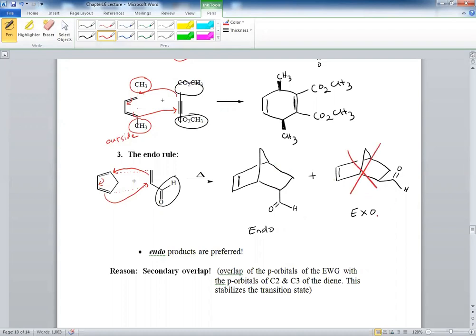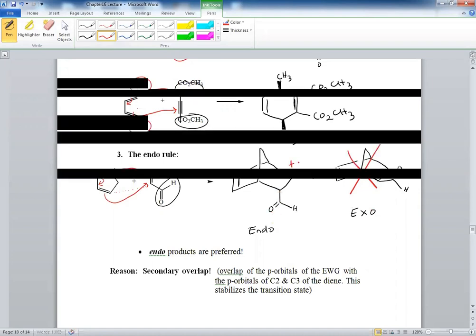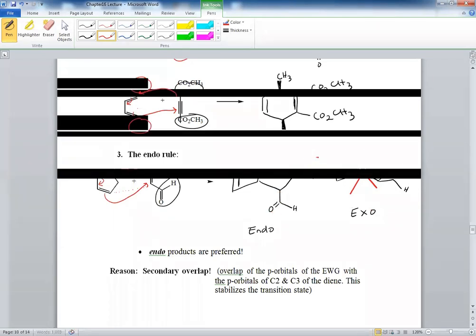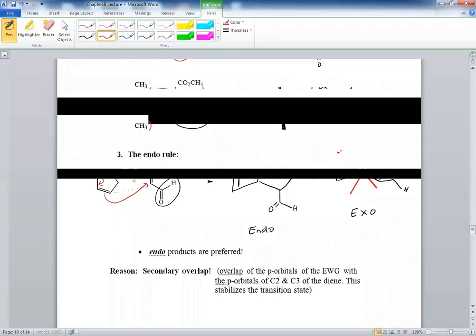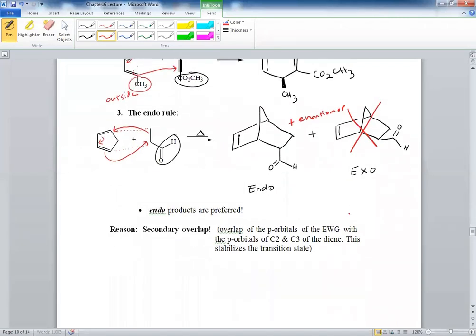So when you get to examples like these, you need to draw the endo, where the group, in this case the electron withdrawing group, is pointing down, not up, or in this equatorial position, if you recall these. And remember, this comes with also an enantiomer. You don't have to draw the enantiomer, but you just need to remember that there's an enantiomer, which is a mirror image of that.